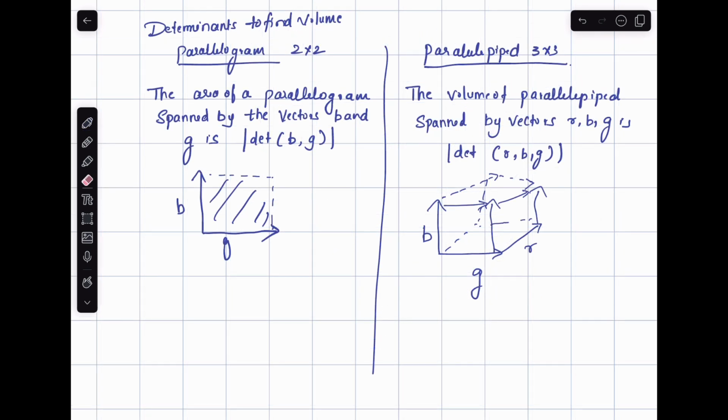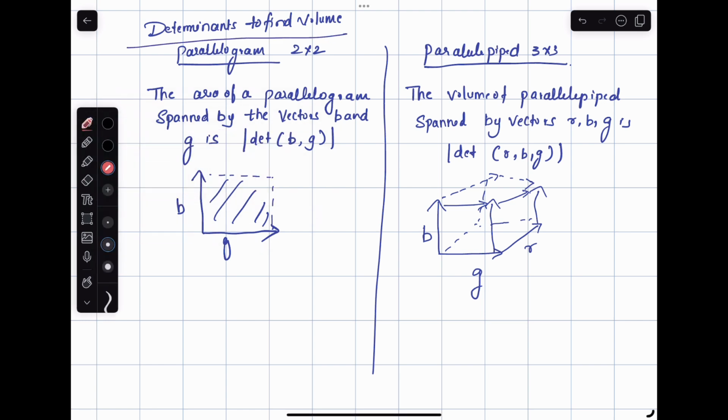Now there is one more topic: finding the volume using determinants. There are two cases. If it is a 2 cross 2 matrix, then the shape is a parallelogram. If it is 3 cross 3, then it will be a parallelepiped. So how do we find the area or the volume of the parallelogram? The area of the parallelogram spanned by the vectors is nothing but the determinant of the two vectors, say b and g. So volume is equal to the determinant of A. You are finding the determinant itself, but the notation will be volume for 2 cross 2 or 3 cross 3.